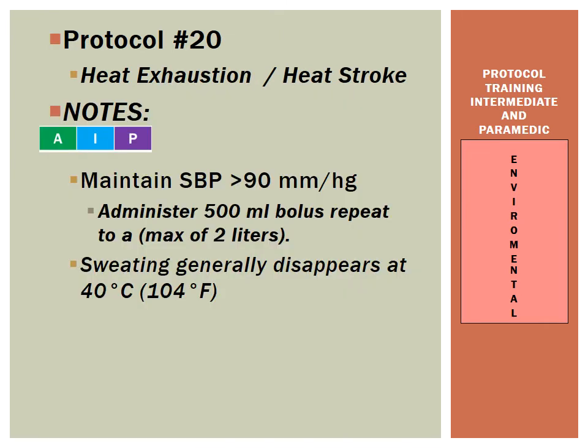Okay, so in protocol 20 for heat exhaustion and heat stroke, our advanced through paramedic level providers are going to focus on maintaining a systolic blood pressure greater than 90 millimeters of mercury. We're going to do this by administering boluses, 500 mLs, and you can repeat up to a max of 2 liters. Of course, we're going to assess the patient for fluid overload while doing so.